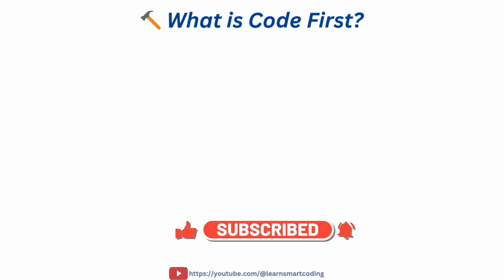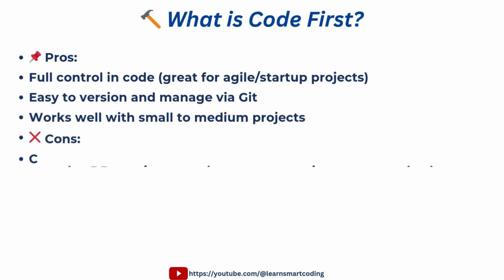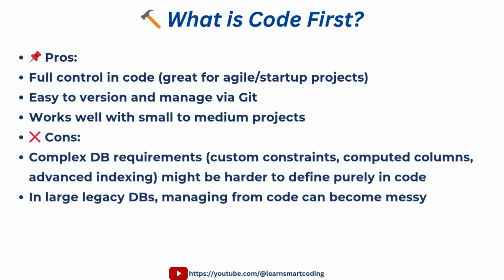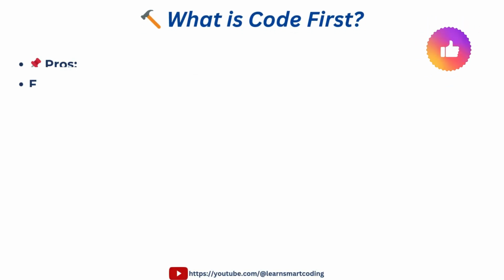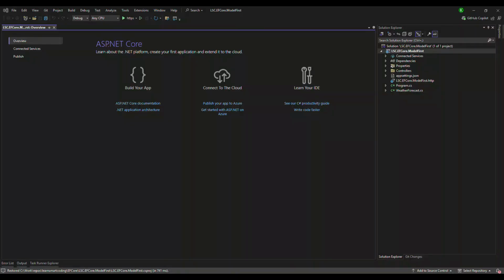Pros, it's a full control in code. It's great for agile and startup project, easy to version and manage via Git. It works well with small to medium projects. But here's the important thing for the cons. The complex DB requirements like custom constraint, computed columns, advanced indexing, these are the things that get harder to define purely in the code. And in large legacy DBs, managing from code can become really messy. So it really depends on your use case when to use the code first and the database first. In this video, we will still go ahead and check the code first, and in the next video, we will talk about the database first approach.